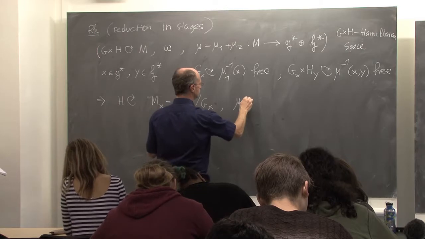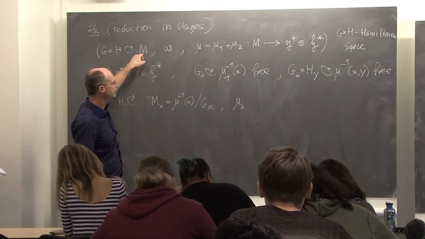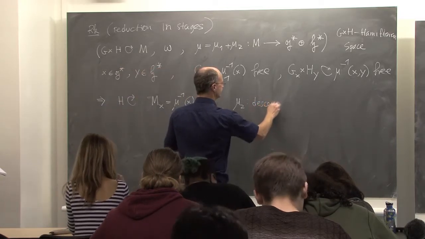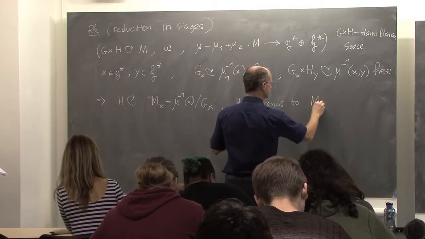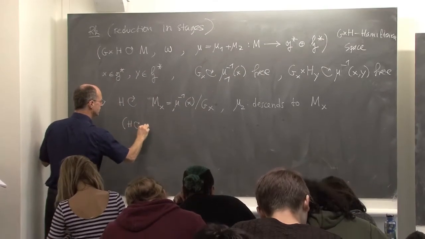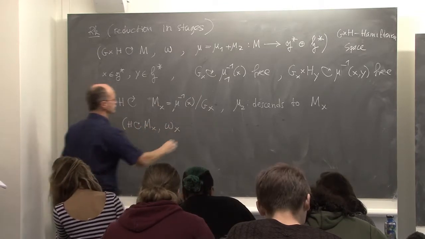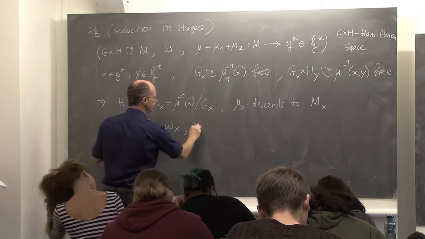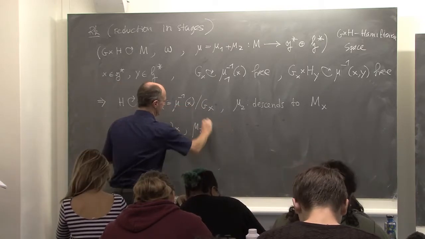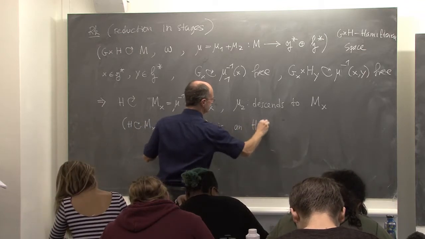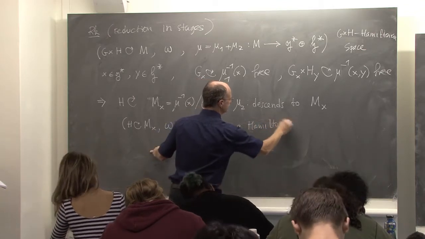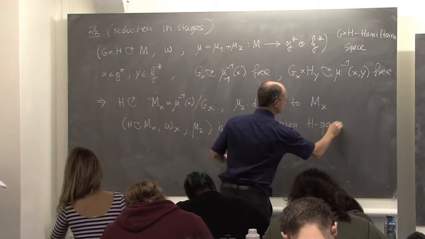The map mu2, which is a priori a map from M to H star, restricts to the level set and descends to Mx, and H acts on Mx, with its natural 2-form. This map, let me again denote it by mu2, a slight abuse of notation, is a Hamiltonian H space.